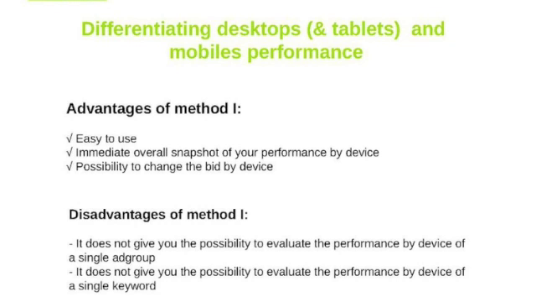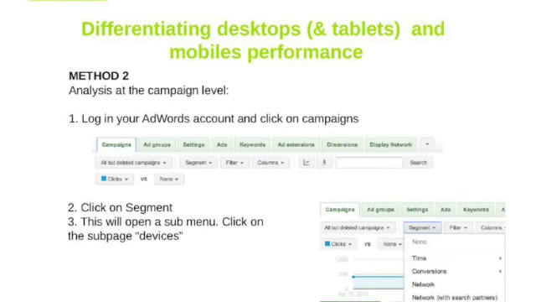And the disadvantages of this method is that it doesn't give you the possibility to evaluate the performance by device of a single age group, and it doesn't give you the opportunity to do the same for a single keyword as well. So the second method instead is a bit more helpful, as it gives you the opportunity to analyze performance also by ad groups and keywords.